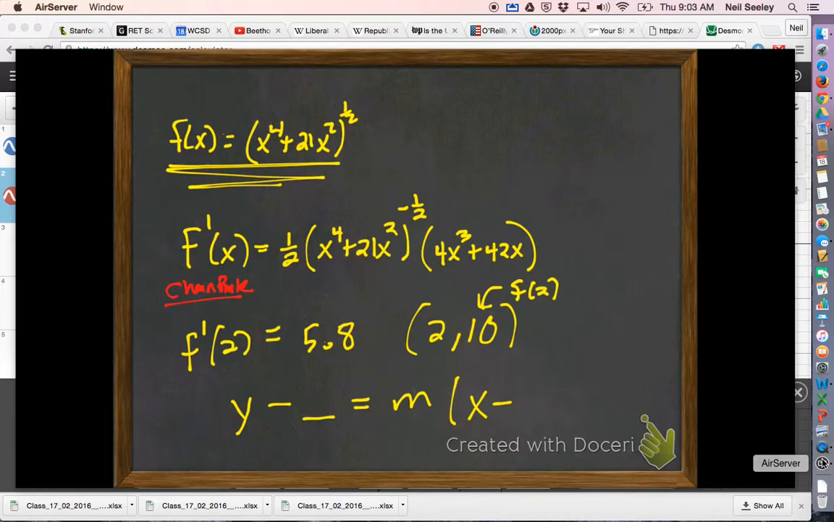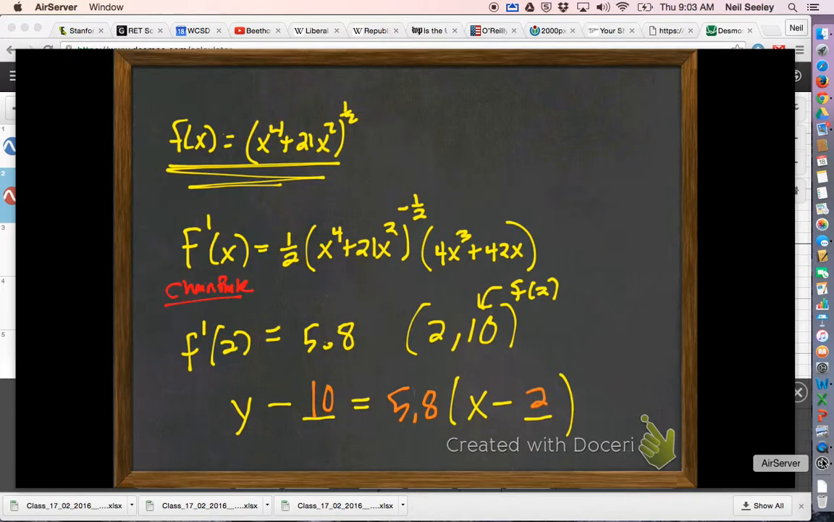And we'll just put those values in there, and I'm going to put them in a different color, erase some things along the way, but my y1 is going to be 10. My slope is going to be that 5.8 that I just came up with, so 5.8 goes in there, and then the x is the 2, the x-coordinate. That's my equation.